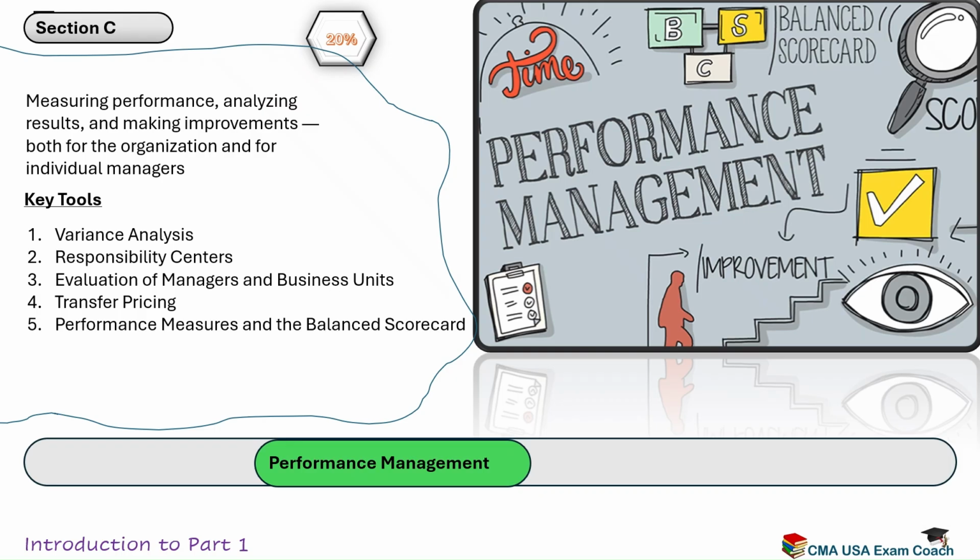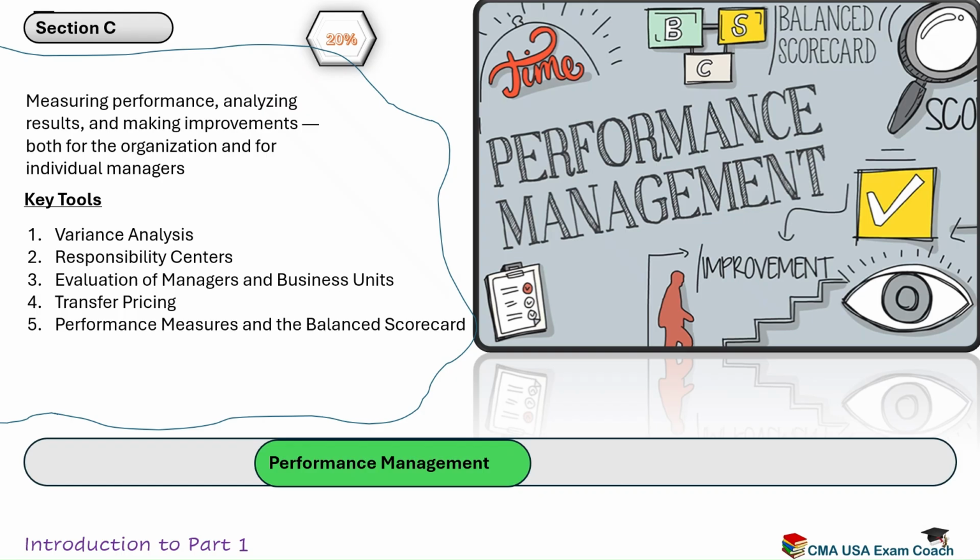5. Performance measures and the balanced scorecard. Performance isn't just about financial results anymore. Modern organizations also look at non-financial indicators, like customer satisfaction, process efficiency, employee learning, and innovation. The balanced scorecard combines these different perspectives: financial, customer, internal processes, and learning and growth, to give a complete picture of performance. This ensures the company doesn't just focus on short-term profits, but also builds long-term capabilities and customer value.